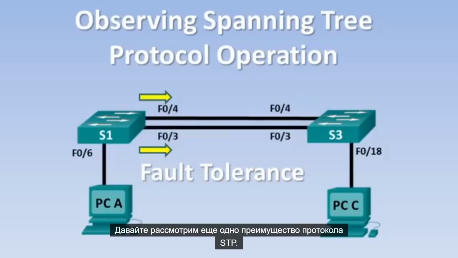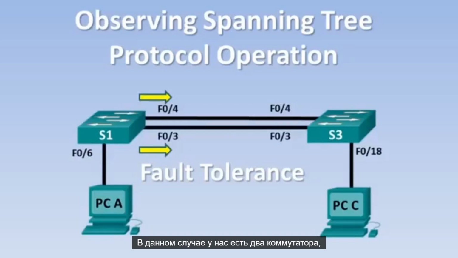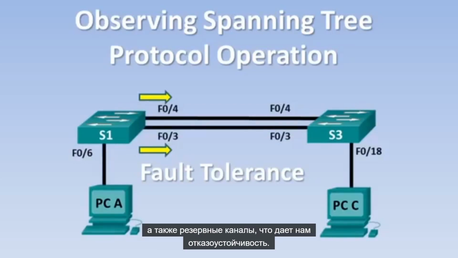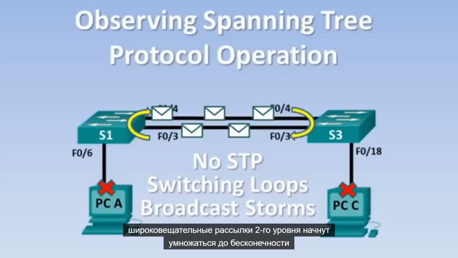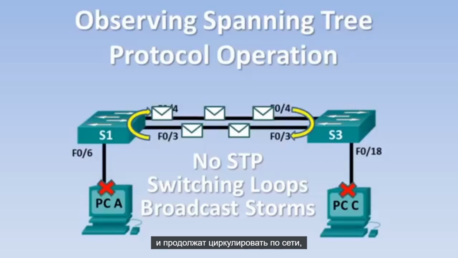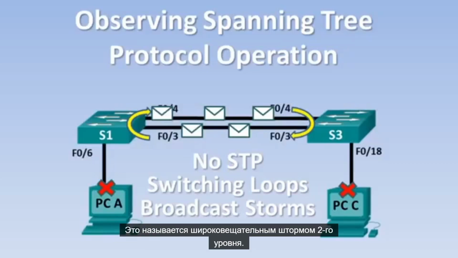Let's look at another benefit of the spanning tree protocol. In this case, we have two switches and we have redundant links, so we have fault tolerance. If we turn off the spanning tree protocol, you can see here, no STP. The result will be a switching loop brought about by the multiple paths through the network, allowing packets to travel in a loop through the network. In this situation, Layer 2 broadcasts will multiply indefinitely and continue looping through the network until communication breaks down and becomes impossible. This is called a Layer 2 broadcast storm.